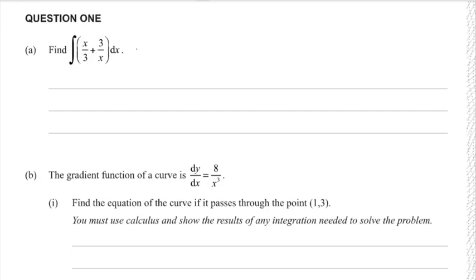For question 1, I'm going to start by rewriting this. So we have a third of x plus 3 times 1 over x. Makes it a little easier to see.